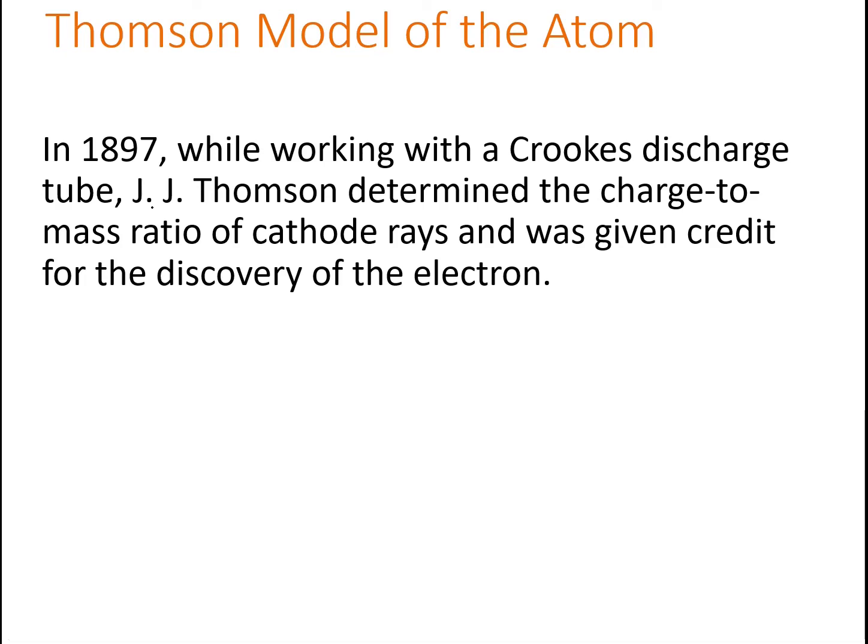Now we're going to talk about a person named J.J. Thomson, who was credited with determining the charge to mass ratio of cathode rays, but he was also given credit for the discovery of the electron. Now you don't need to remember the dates, but you do need to know the names.